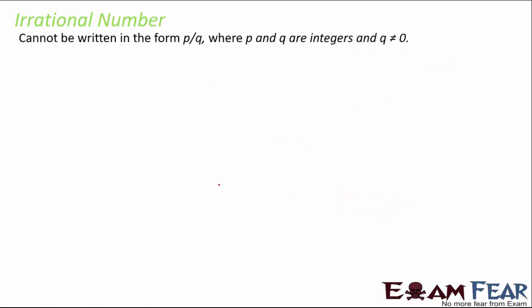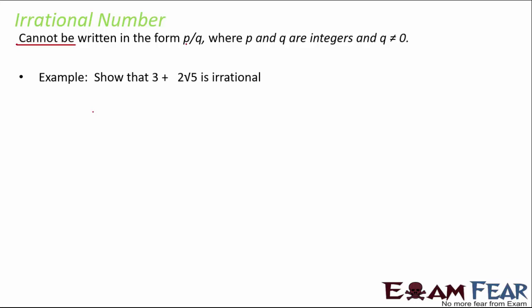So let's do a quick recap on irrational number. As the name itself tells us, it is exactly the opposite of rational number. So these numbers cannot be written in the form of p by q, where p and q are integers and q not equal to 0. So let us look at this example. Show that 3 plus 2 root 5 is irrational.